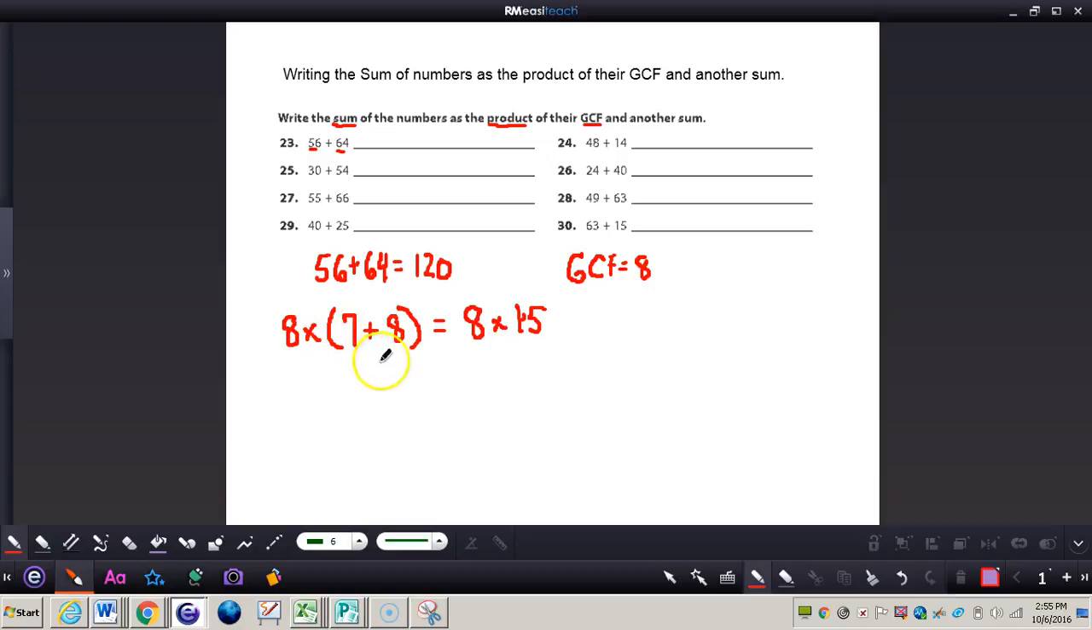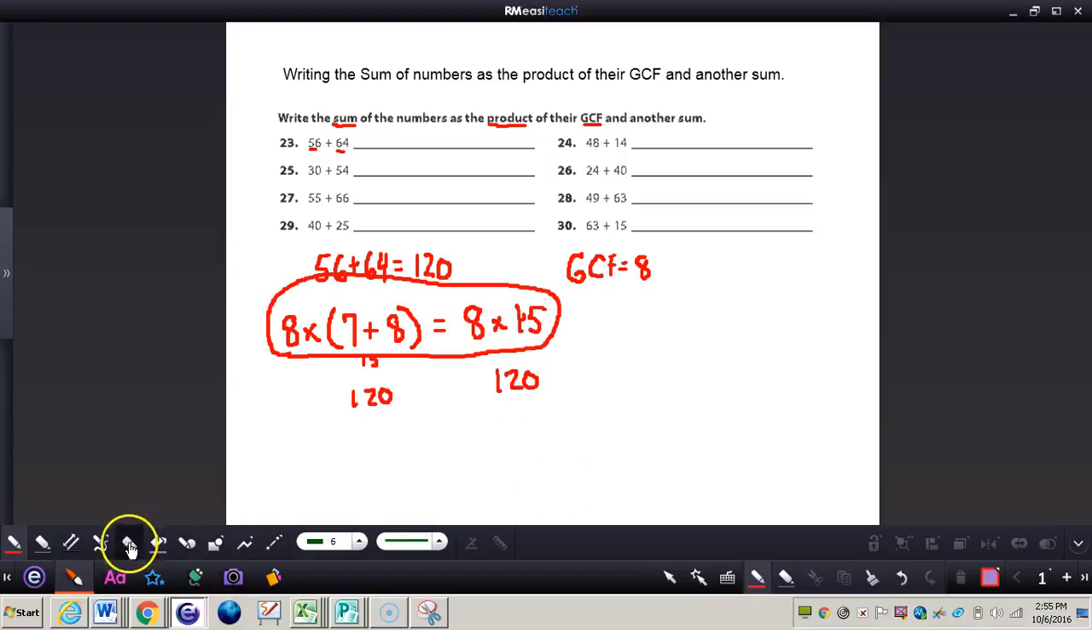Okay, so we can work this out. 8 times 15 gives me 120. The sum of numbers as the product of their GCF, so that's 120. That works. 8 times 7 plus 8. 7 plus 8 is 15. Then I multiply 8 times 15 is 120. So you can see, you can even check your answer, but this is your answer for 23.